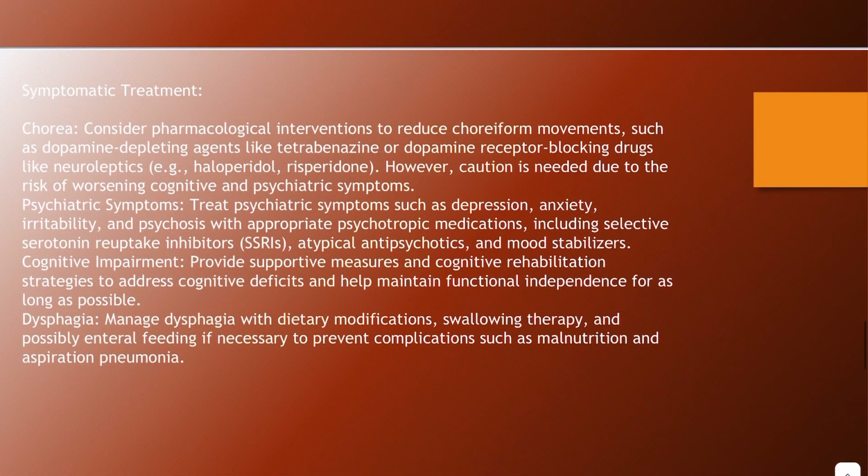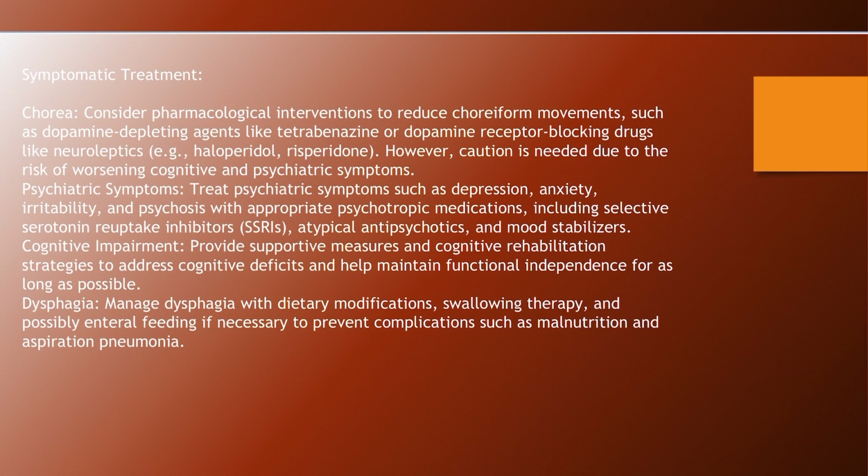Considering the treatment of Huntington disease, always remember that whenever you come across these types of cases, always involve a multidisciplinary team approach. Here the patient's prominent symptom is chorea, so we can have some pharmacological interventions to reduce the choreiform movements. Dopamine depleting agents, remember this, tetrabenazine, or dopamine receptor blocking drugs like neuroleptics, which includes haloperidol. These are indicated and can be given for the symptoms of chorea. However, remember that caution is needed due to risk of worsening cognition and psychiatric symptoms.